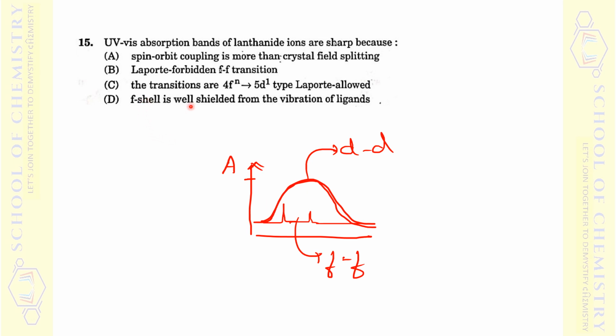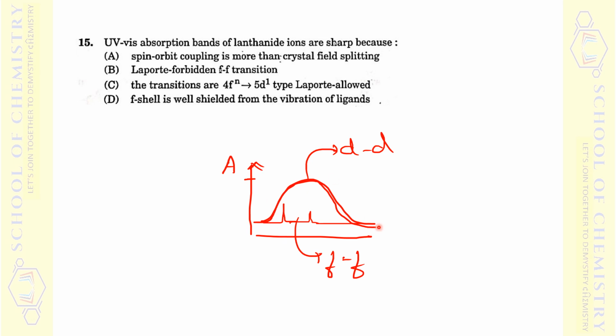The next one, the transition 4fn to 5d1 type, Laporte allowed. Yes, this is also a fact. But these sharp transitions are not f to d transitions. The sharp transitions we observe usually in the case of lanthanoids are because of ff transitions itself. They are not f to d transitions. So that is also not the case. Next, the f shell is well shielded from the vibrations of the ligand. Yes, this is the correct one.